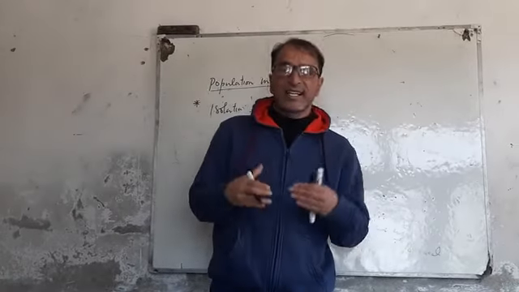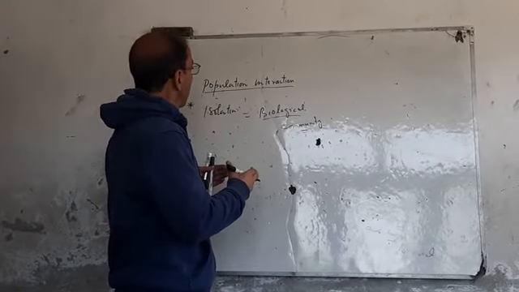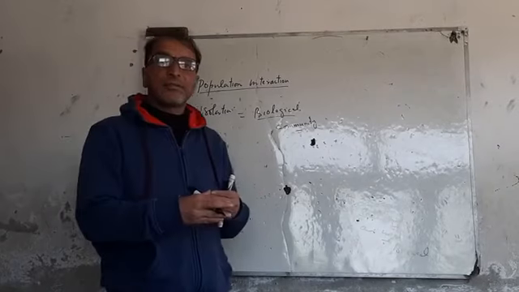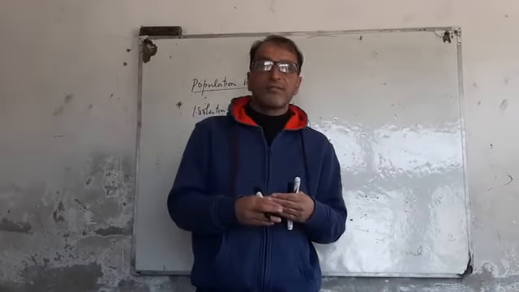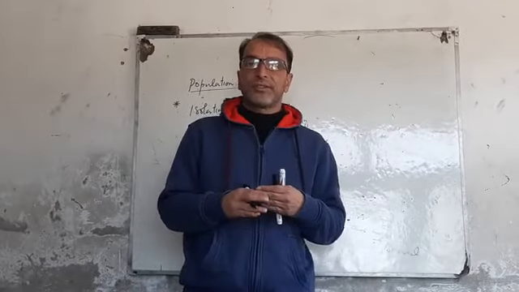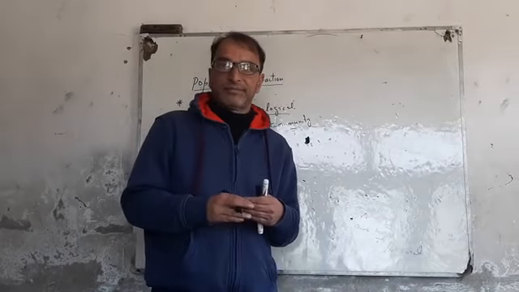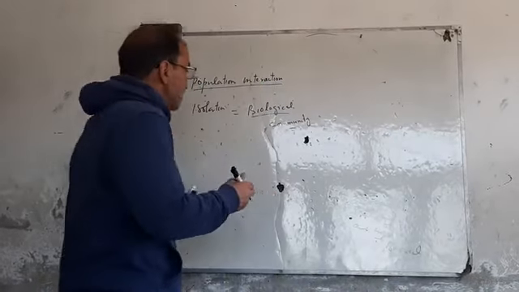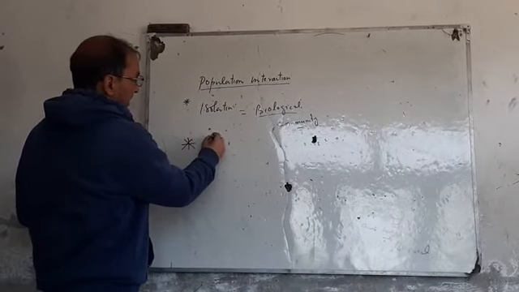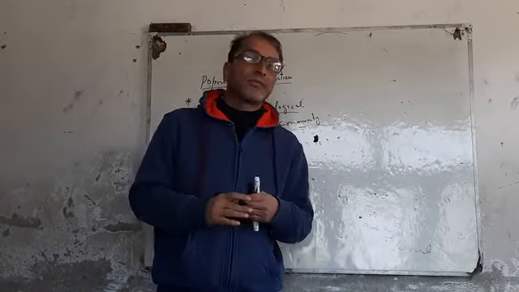And these interactions which take place between different animals, different plants, between plants and animals, are known as population interactions. Population interactions may be broadly of two types. Three types, I will say three types. Population interactions may be of three types.